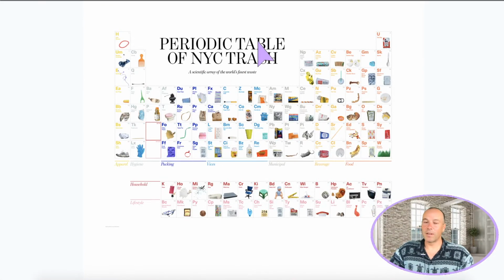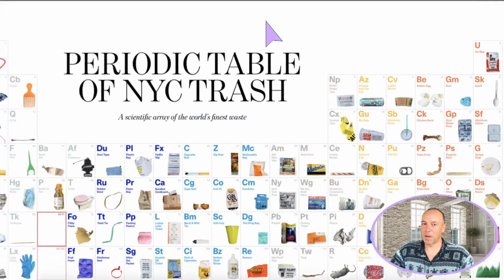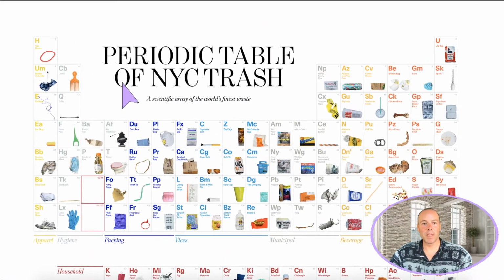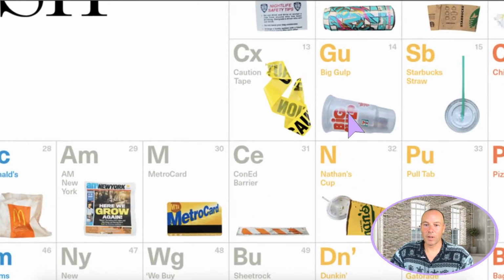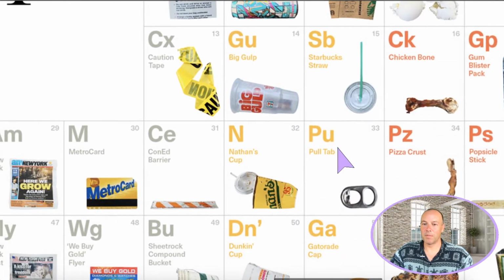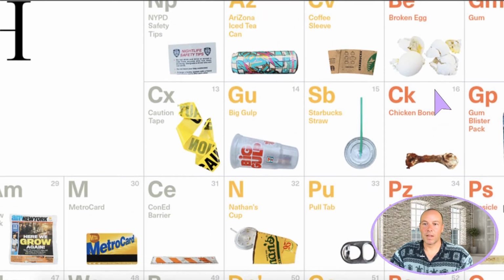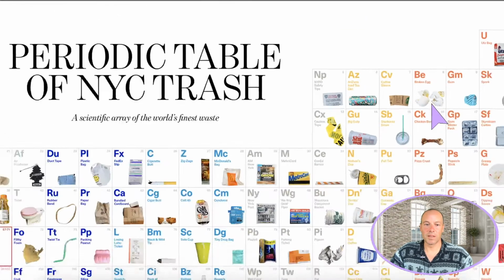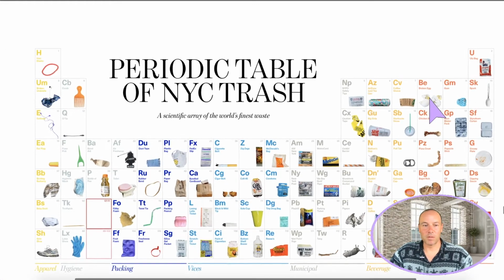Now, there are also a lot of fun periodic tables out there. So here's the periodic table of New York City trash, if you've ever walked around New York City and examined all the different types of trash out there. So let's see. How about a Big Gulp cup, 7-Eleven Big Gulp cup? How about a pull tab for a can? A chicken bone, see lots of them. Broken eggshells. Okay, so lots of different types of trash you'll find in New York City.